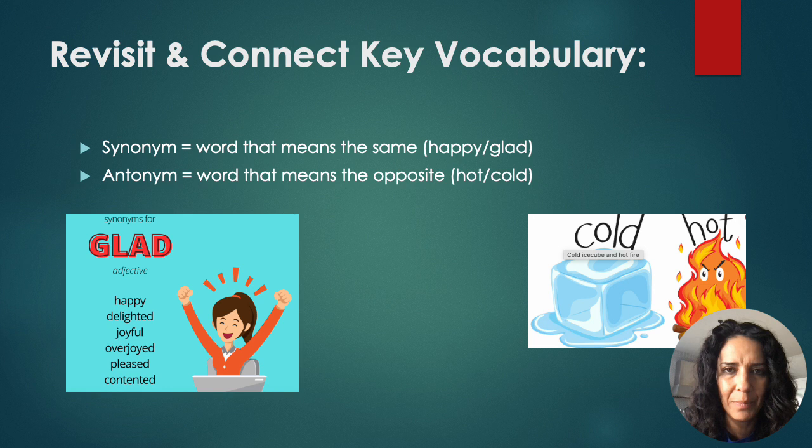So what is a synonym and what is an antonym? A synonym is a word that means the same. For example, happy, glad, right? Another synonym can be mad, angry. Another synonym can be little and short. What's another good synonym? Cold, freezing, right? Now, what is an antonym? A word that means the opposite, right? Cold, hot, tall, short.